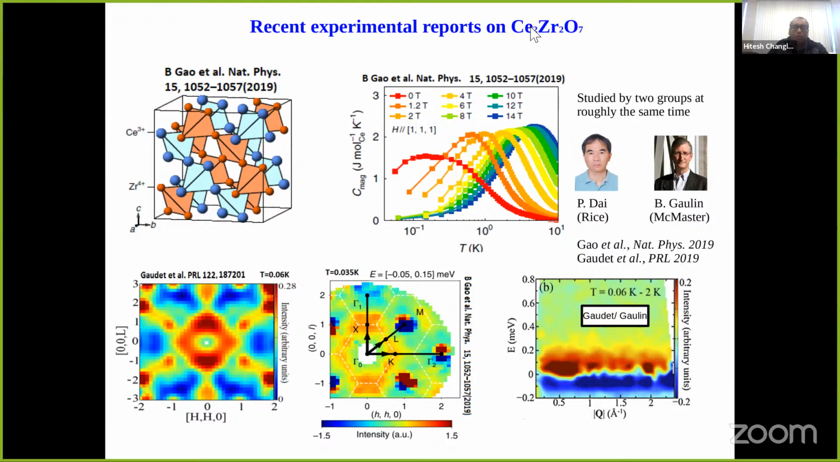And this pyrochlore was discovered simultaneously by, or at least the neutron scattering was done by two groups at roughly the same time, by Pengcheng Dai's group at Rice and Bruce Gaulin at McMaster. And once again, they saw in zero field absolutely no sign of any spin waves or anything of that sort. They just saw a continuum of excitations.